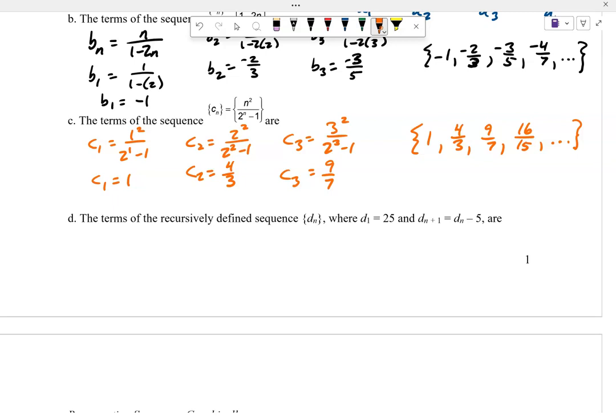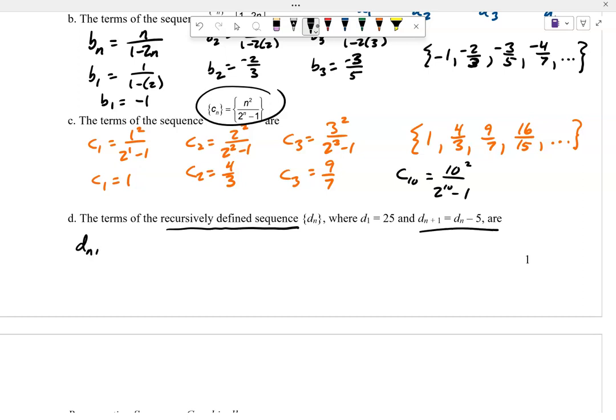Those are some terms. This next one is what's called a recursively defined sequence. So instead of having an explicit formula where I can go directly to, like, the 10th term, I could find the 10th term, right? That's called an explicit formula for a sequence. This one is recursively defined. So let's look at it here. I have d subscript n plus 1. So the next term is the prior term minus 5.